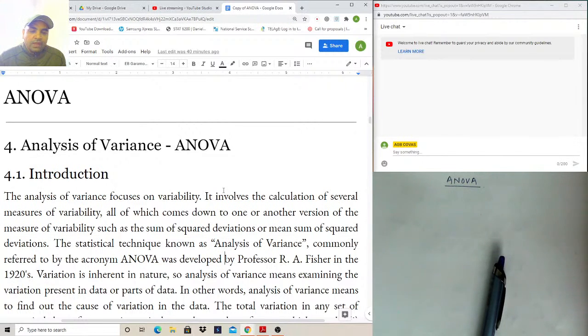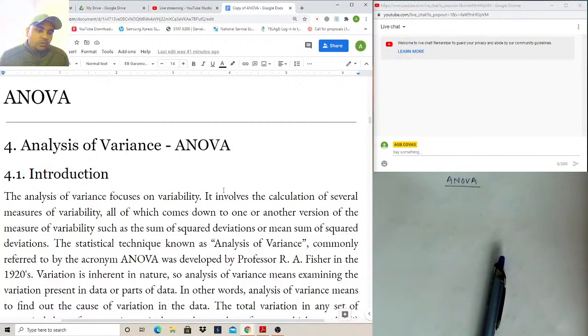This ANOVA, analysis of variance, is the summary of what you have understood up till now. It has a vast application in statistics. So let us start today's lecture and find out what is analysis of variance.